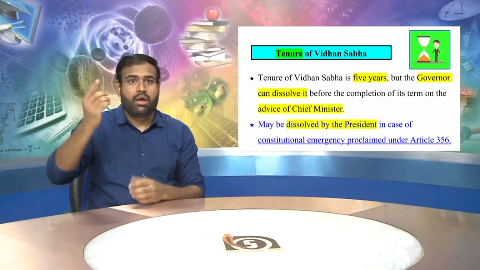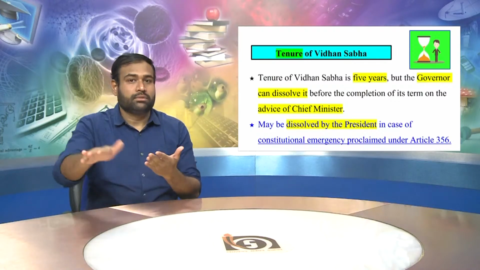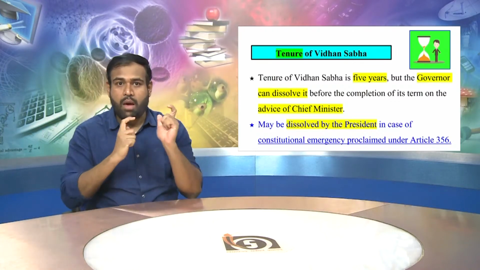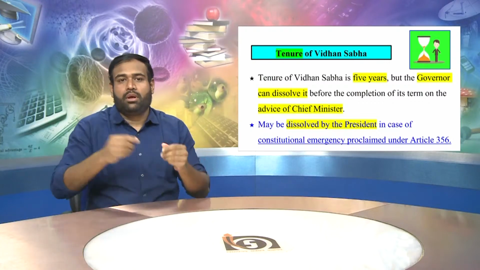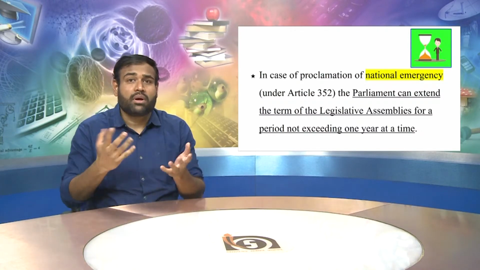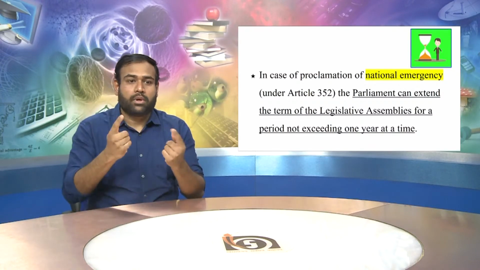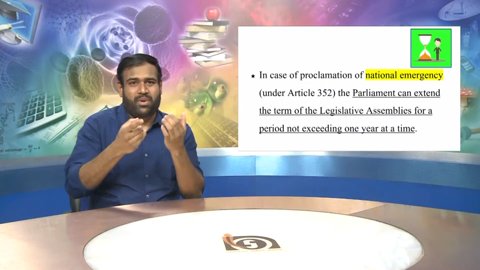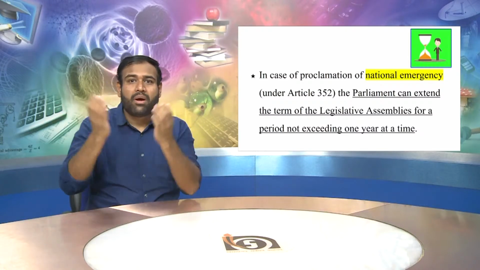May be resolved by the President in case of constitutional emergency proclaimed under Article 356. In case of proclamation of national emergency under Article 352, the Parliament can extend the term of Legislative Assembly for a period not exceeding 1 year at a time.